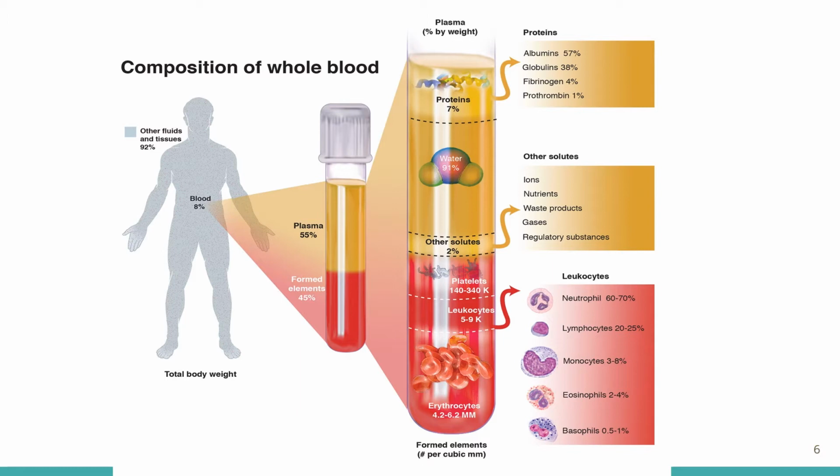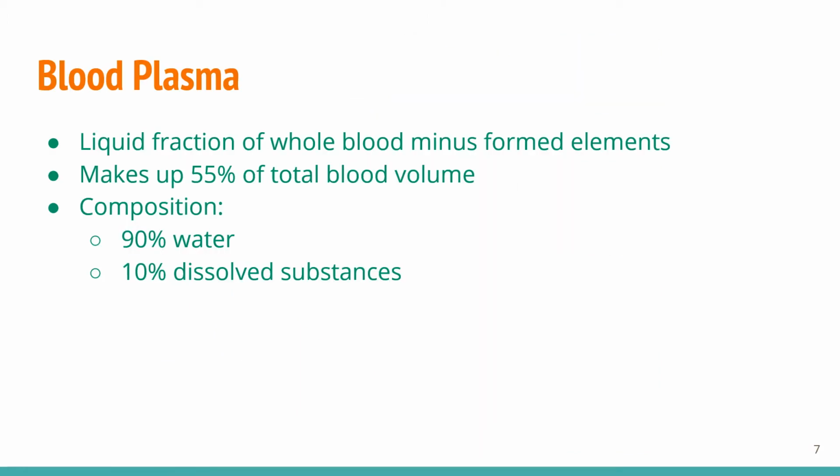And then on the top there we look at our other solutes: ions, nutrients, waste products, gases, and regulatory substances. That's about the 2%. And then the plasma, most of it is water. 91% of your plasma is actually water. And then you have the proteins at 7%. So we'll talk about those a little bit more in detail as we go through this PowerPoint.